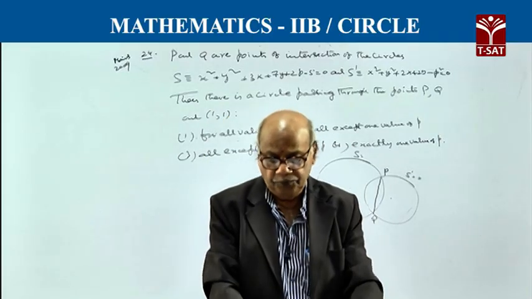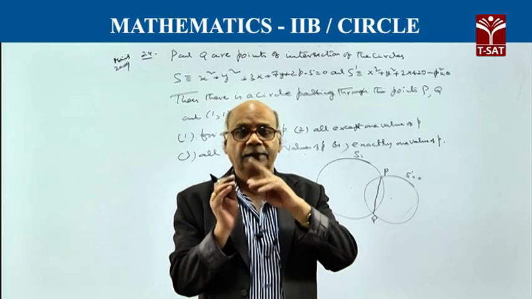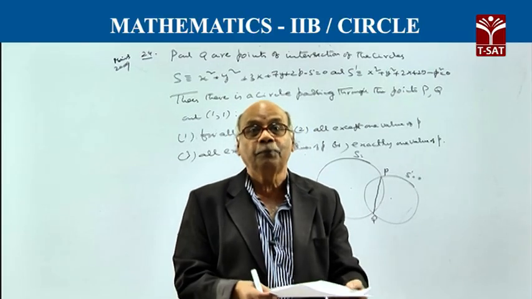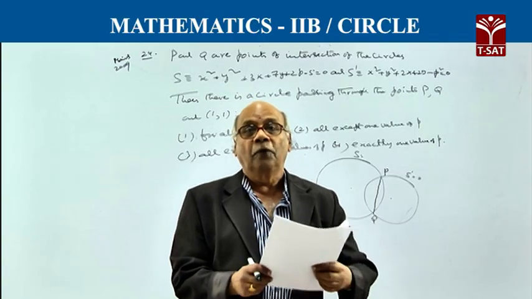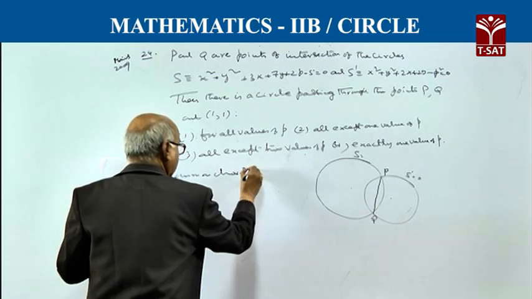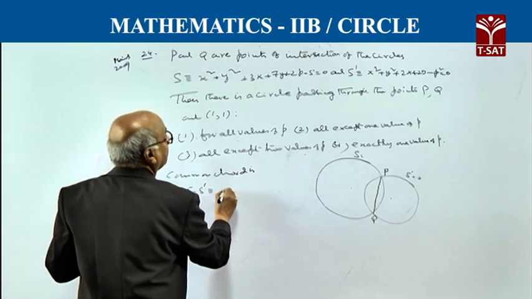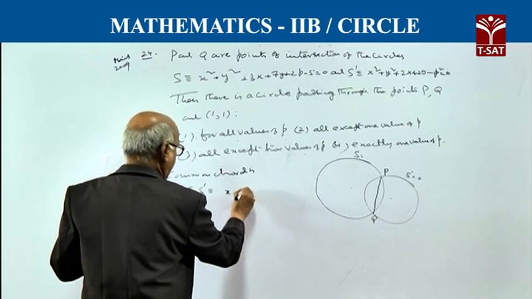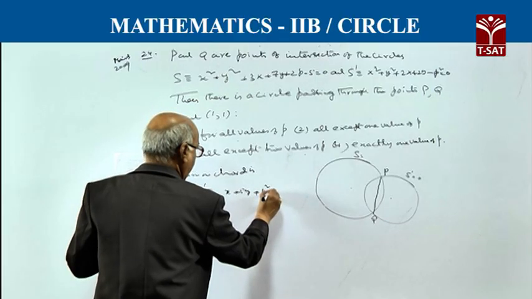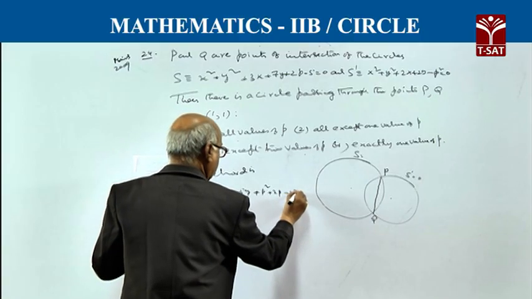Actually, we know that given 3 non-collinear points, there is one and only one circle. Through any 3 non-collinear points, there is one and only one circle itself. Now you have to see for what values of p, P, Q and (1, 1) are collinear and for what values of p they are non-collinear. Common chord is s minus s dashed, which is x plus 5y plus p square plus 2p minus 5 is equal to 0.